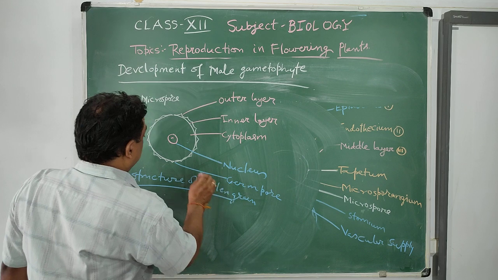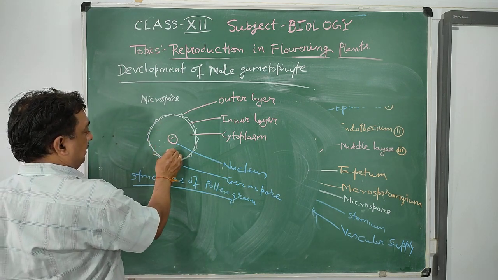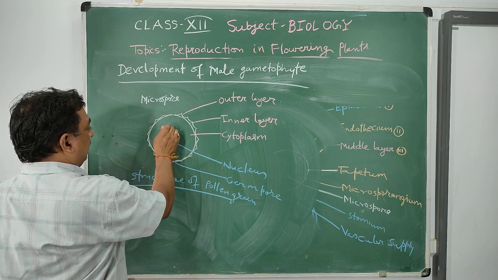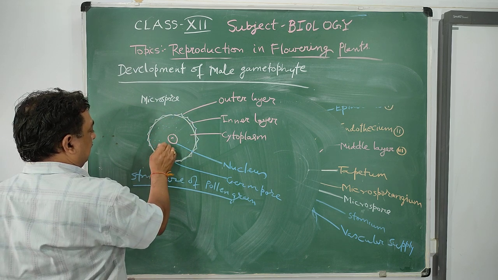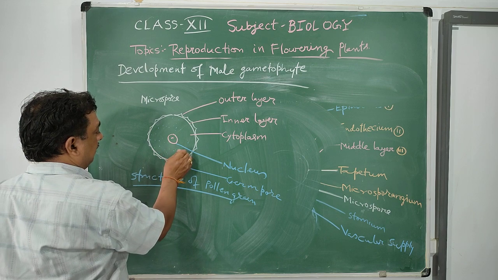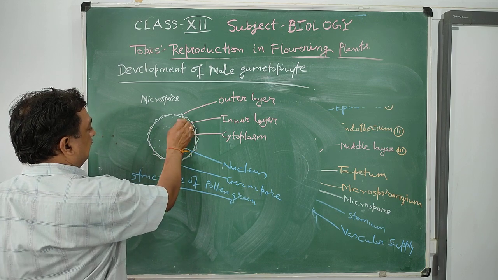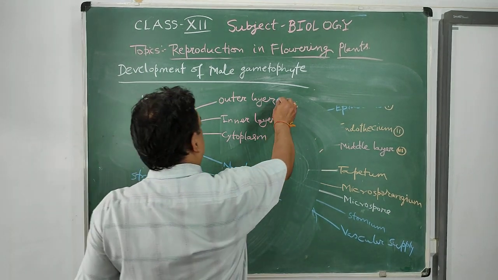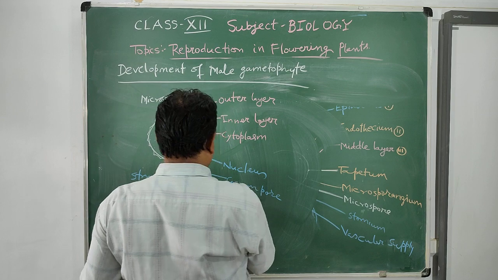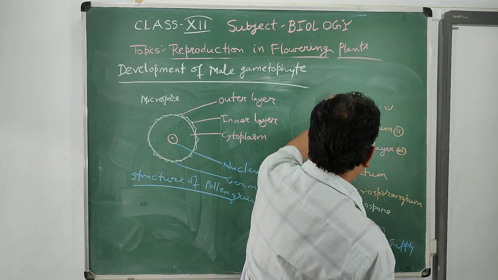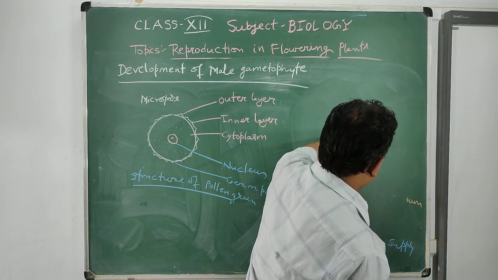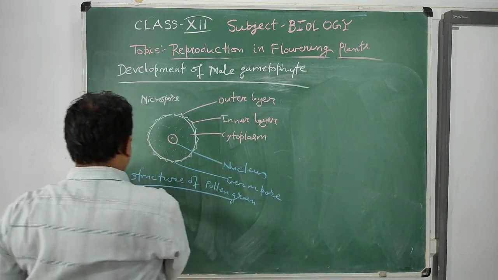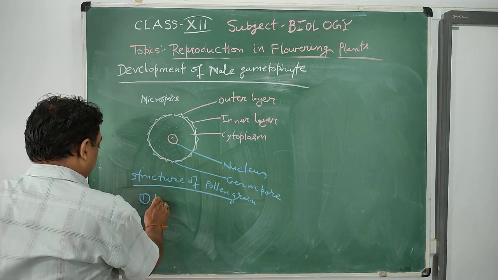Each pollen grain is haploid and contains a well developed or prominent nucleus. Cytoplasm is dense. So the structure of pollen grain consists of the following parts. Number one, membrane.